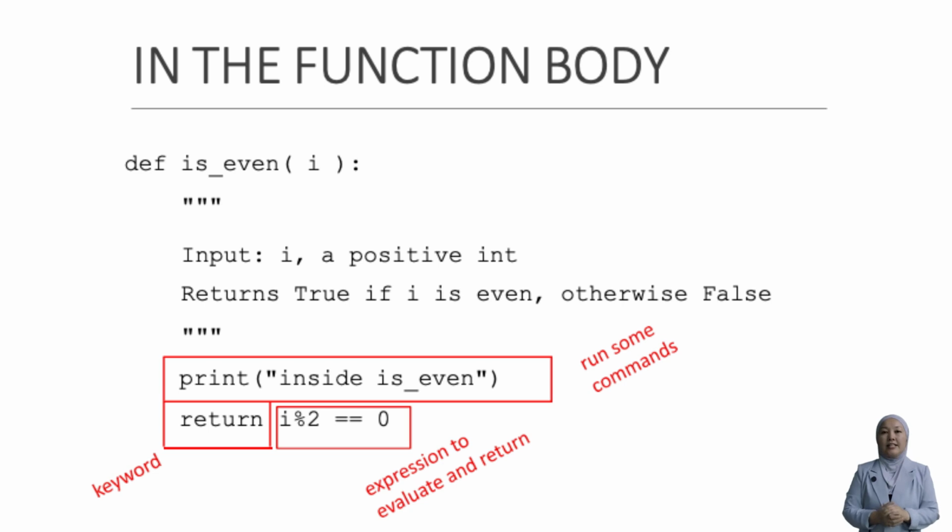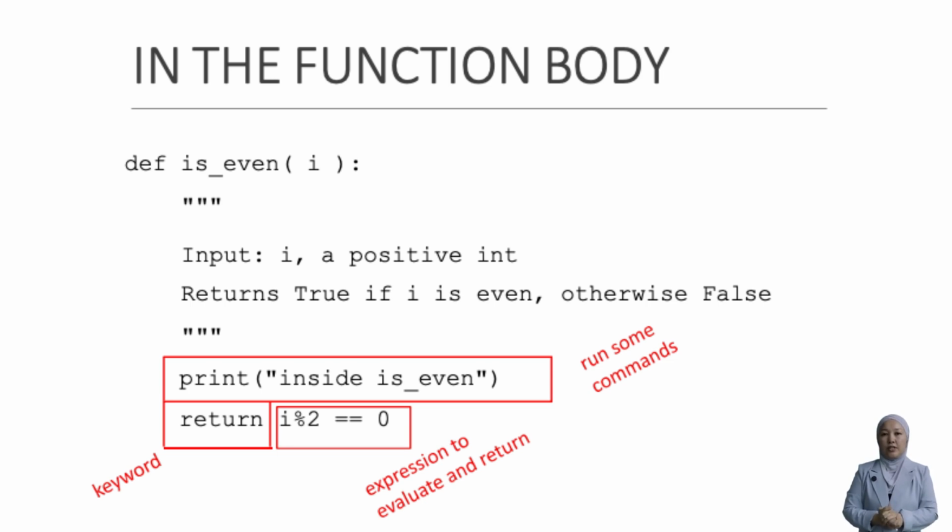Print inside is_even is a diagnostic message. The core is the return statement: return i % 2 == 0. This expression i % 2 == 0 evaluates to either True or False. That Boolean value is what the function gives back.